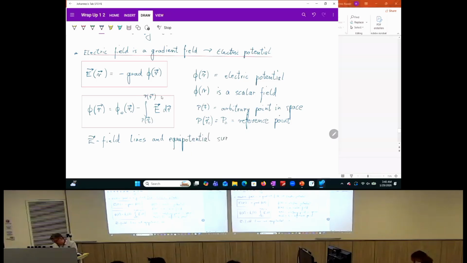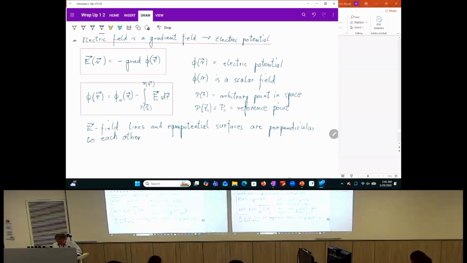Equipotential surfaces in general, if we are in 3D, are perpendicular to each other, meaning that the gradient of the potential is perpendicular to the equipotential surface, or you can also call it isosurface.